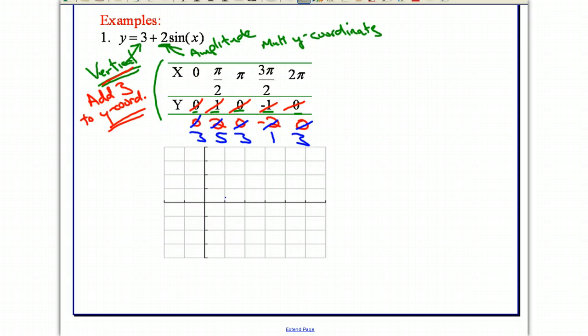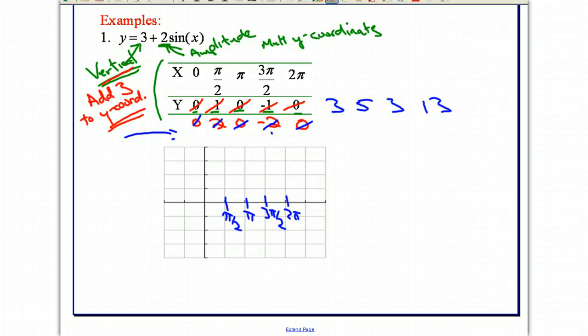I will label my key points. Pi halves, pi, 3 pi halves, 2 pi. I'll look over here at my y-coordinates, and I'll see my biggest y-coordinate. I might just sketch these over here. There's 3, 5, 3, 1, 3. And I see my largest y-coordinate is 5, so I think I want to count by ones on my scale, so I erase that and give myself a little more room. There's a 5, and a 4, and a 3, and a 2, and a 1.